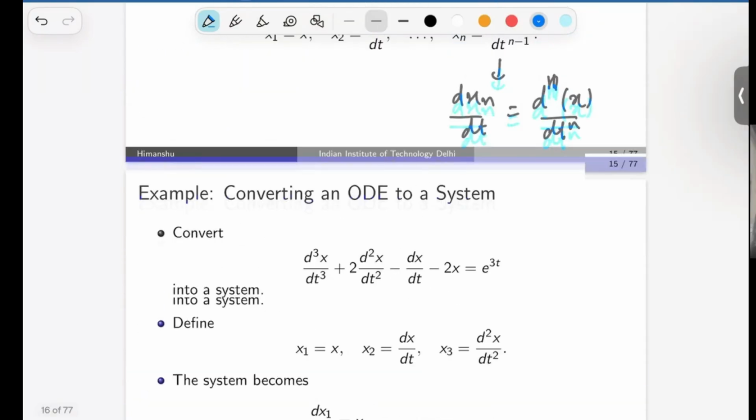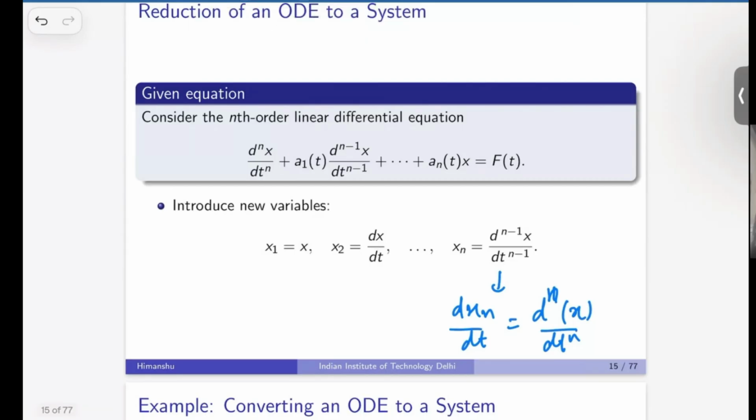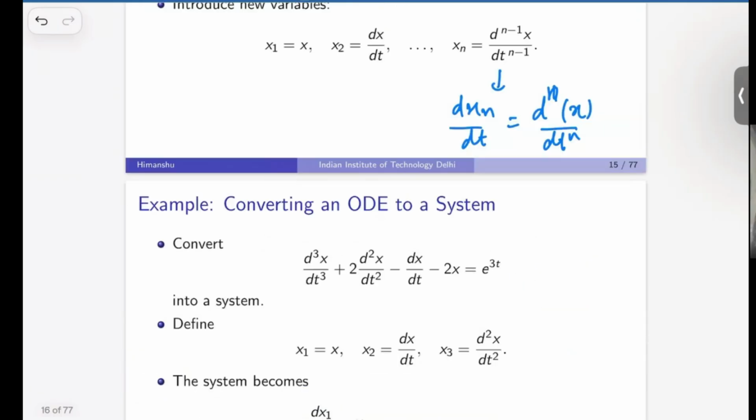So there is a one-to-one relation. If we have a non-homogeneous equation here, then we will obtain a non-homogeneous system of differential equations. And if my f of t is 0, that means if my nth order linear differential equation is homogeneous, then my system of differential equations is also homogeneous. I hope everyone knows this.